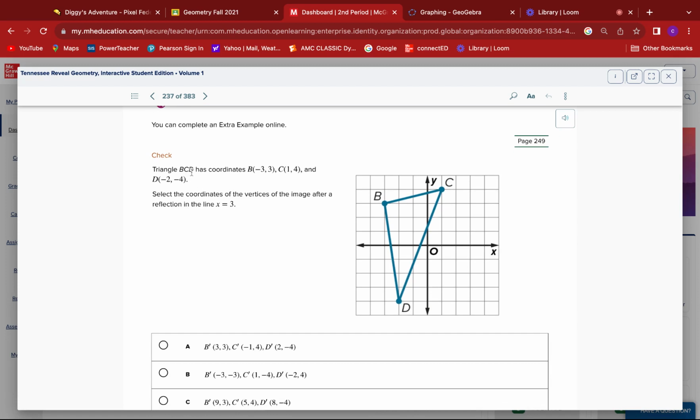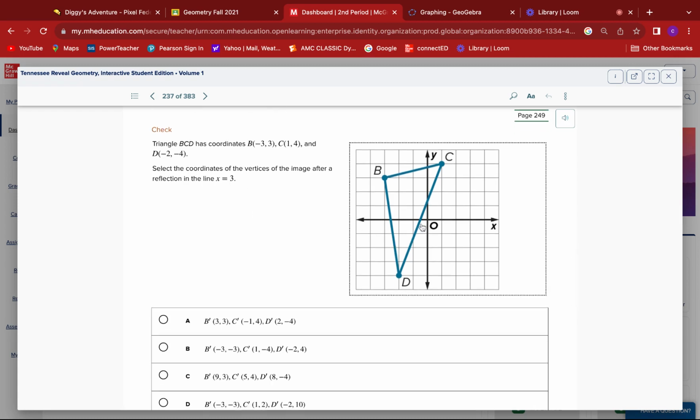All right, we got a triangle BCD that has coordinates B, C, and D. Select the coordinate of the vertices of the image after reflection across x equals 3. Well, I could probably do this without actually graphing it, because x equals 3 is a vertical line. So this vertical line is going to go up and down right here. Now they want all of them, but okay, I got you a shortcut.